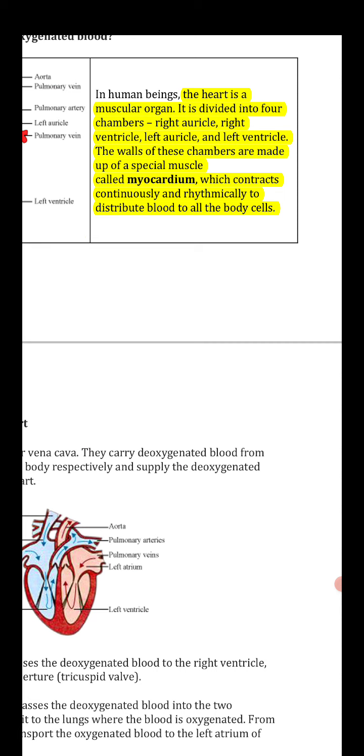These kinds of muscles are called involuntary muscles. What is the meaning of involuntary muscle? Involuntary muscle means that you cannot control these muscles' activity. So that's called the involuntary muscles.